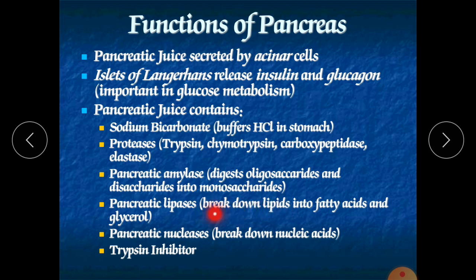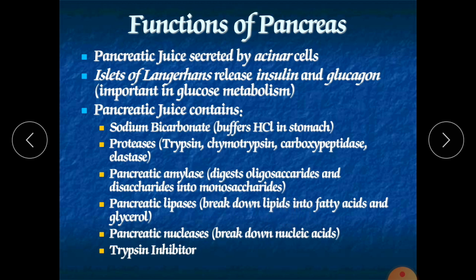So they are breaking down the lipids into fatty acids and glycerols. Then there are the pancreatic nucleases. There are two types of enzymes which work on nucleic acids. Ribonuclease does the breakdown of ribonucleic acid, and the other enzyme, deoxyribonuclease, does the digestion of deoxyribonucleic acid. So these are the various enzymes which are responsible for digestion of various types of foods.